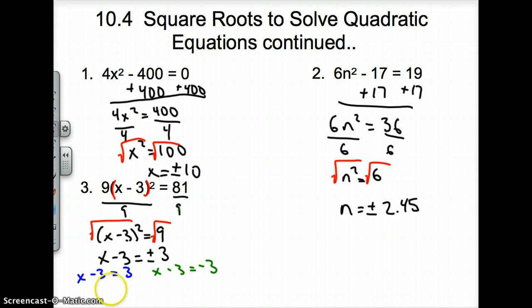So starting with the blue, we have to add the 3 over to the other side, so x equals 6. And with the green equation, we add the 3 over to the other side as I'm running out of room to get 0. So x equals 0. So we have two answers, x equals 6 and x equals 0.